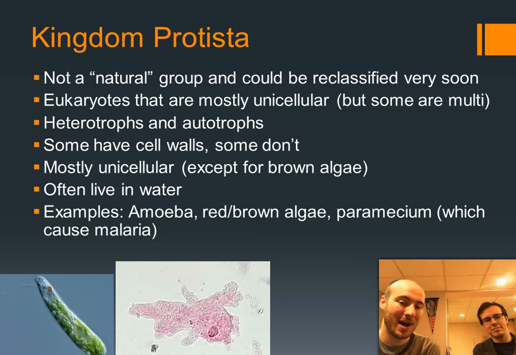A lot of them live in water. There are some that don't. Some examples are amoebas, red and brown algae. Green algae have sort of switched over between being protists and plants, depending on who you ask. And paramecium, which, I wish I had a picture here, but a paramecium is actually the organism that lives in the salivary glands of a mosquito. Gotcha. And will work its way in and give you malaria if you happen to live in an area with it.